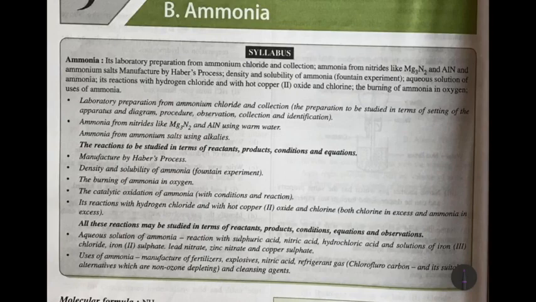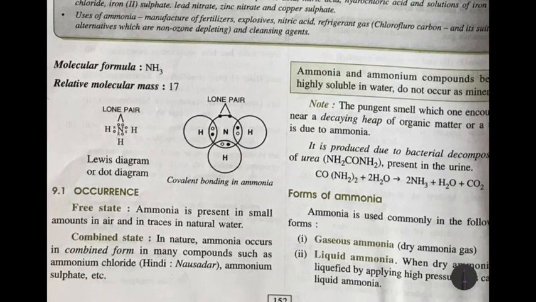In chemistry, today we are going to start with a new chapter, that is ammonia. You know the molecular formula of ammonia is NH3 with a relative molecular mass 17, and ammonia is a covalent compound which contains a lone pair of electrons.